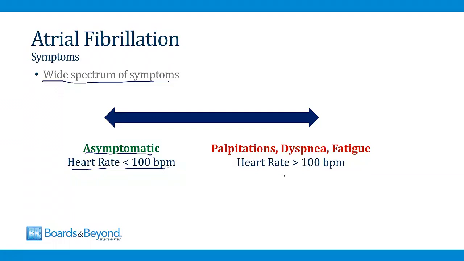On the other end of the spectrum, there are patients who have palpitations, dyspnea, fatigue. Some of my patients feel very unwell when they're in AFib. They know exactly when their heart has flipped into AFib. And most of these patients have a faster heart rate, usually over 100 beats per minute, sometimes up to 150 or 160, and it's that fast heart rate that drives many of the symptoms of AFib.